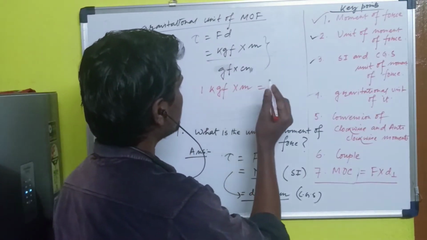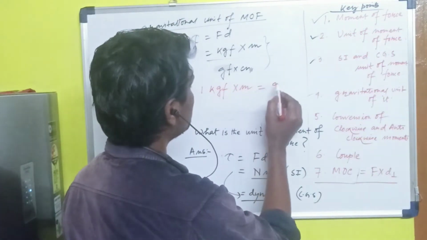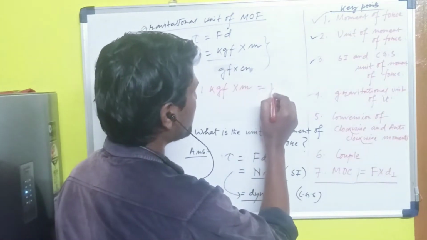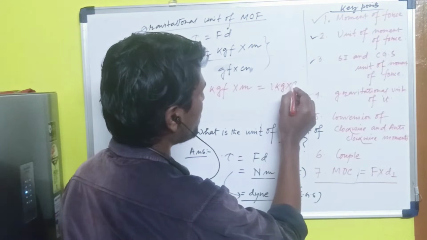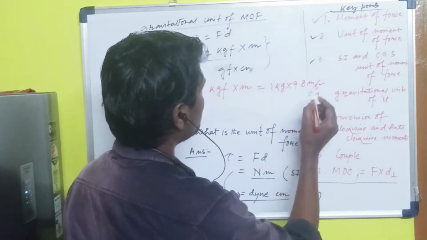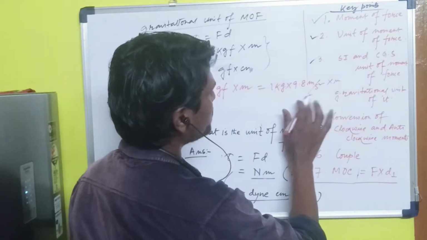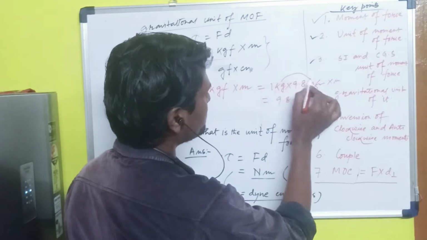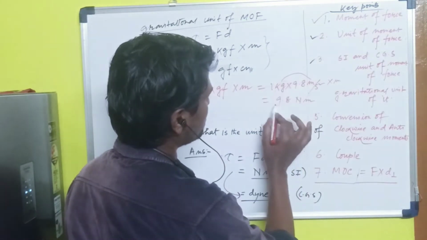Kg force means 9.8 Newton. So 1 kg into 9.8 meter per second square into meter. So this is 9.8 Newton. Kg meter by second square means Newton into meter.